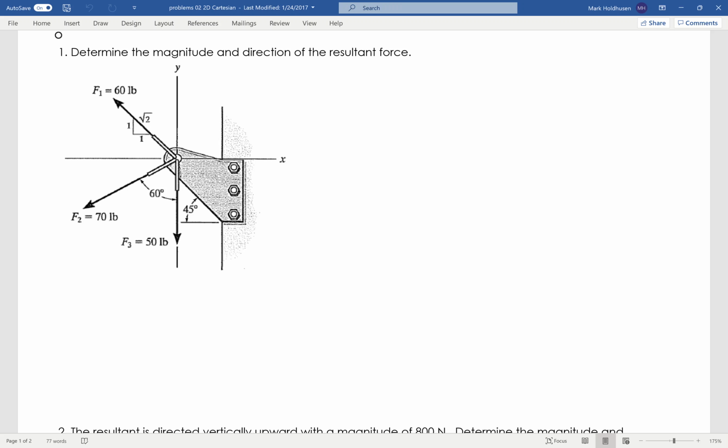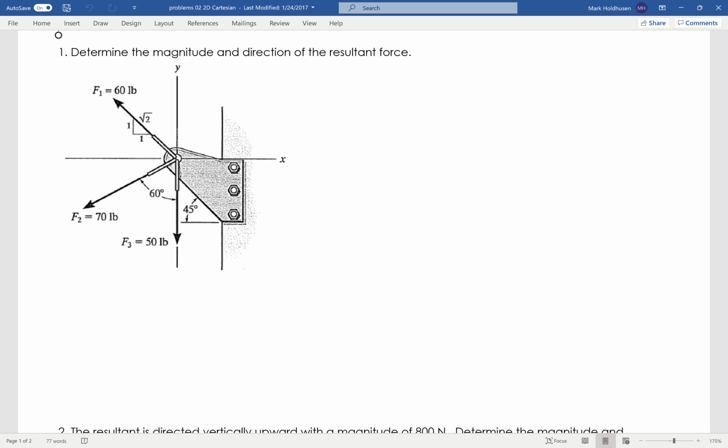Okay, in this problem, we want to basically determine the magnitude and direction of the resultant force. Basically, take these three forces and add them together. And the way that we're going to do that is we're going to break them all up into their x and y components, or their horizontal and vertical components, then add those horizontal components together, add those vertical components together to get the resultant force.